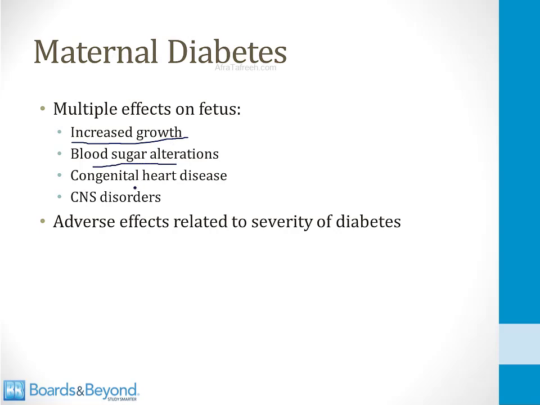In addition, there's a higher risk of congenital heart disease and CNS disorders. And all of these adverse effects are related to the severity of the diabetes. So if the mother keeps her blood sugar well controlled during pregnancy, these effects are very unlikely. Mothers who poorly control their blood sugar have a much higher risk of abnormalities in the baby.